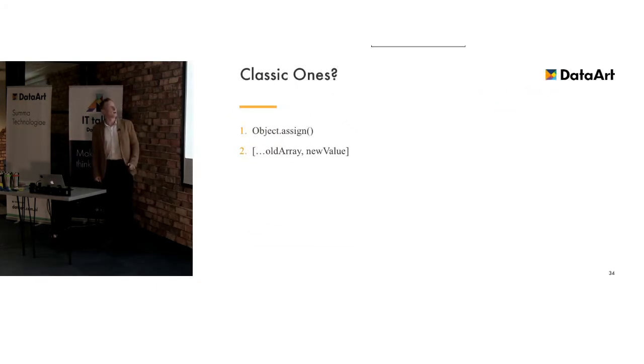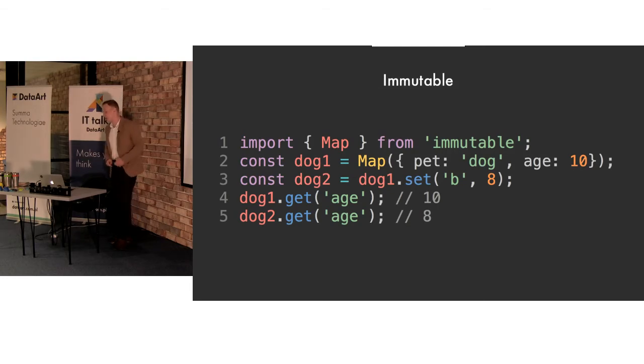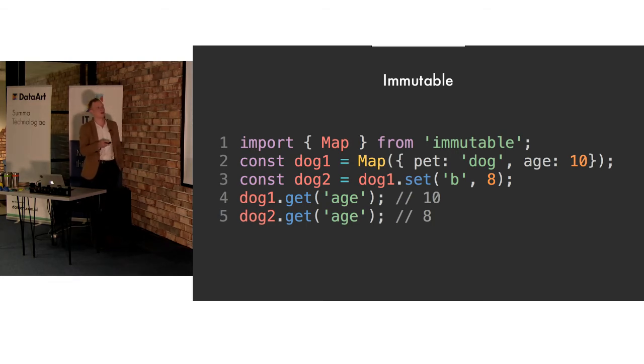So, the classic one. As I mentioned, it's Object.assign and copying of arrays. There are actually many ways to do it without any libraries. I just mentioned the simplest ones. Also, what are immutable data structures? I promised to explain it to you. It's a simple example, just taken from Immutable.